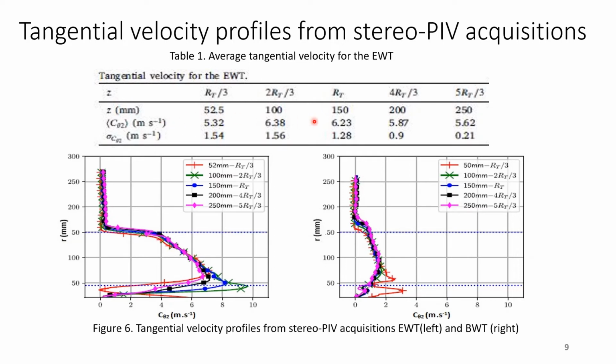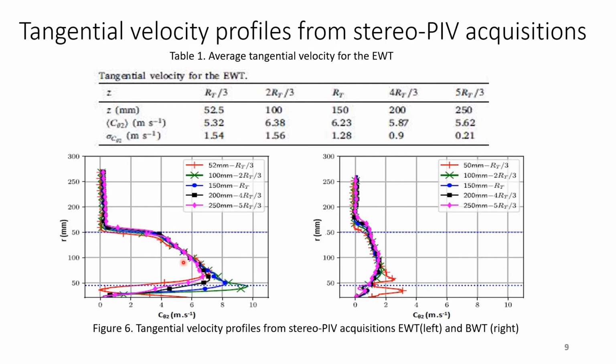We can see in this table at various distances from the rotor axis, when z is increasing, this is in millimeter, we can see that when the distance is increasing, the average tangential velocity from root to tip is almost similar. They are close, and the designed velocity was 6.8 meter per second. So they are close. Also, tangential velocity decreases linearly from root to tip, right? This is also an important observation.